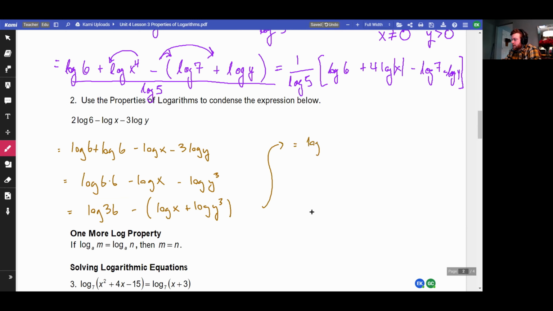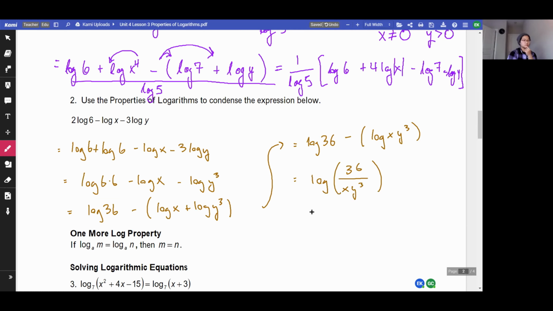So I got my log 36. And then I'm going to combine. The sum of logs becomes the product inside the argument. So I have log x y cubed. Then I'm going to do some subtraction. So it's going to be log of 36 over x y cubed. Sounds good. Boom.